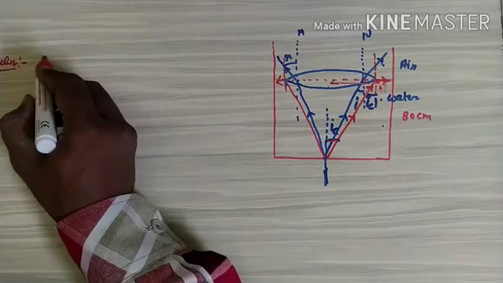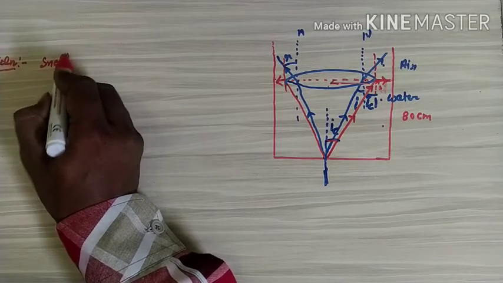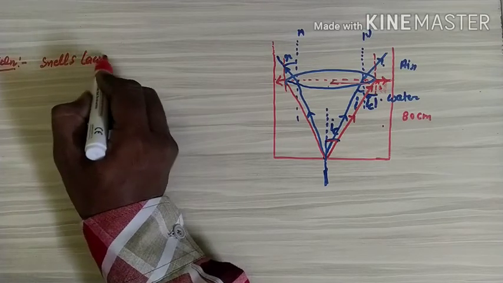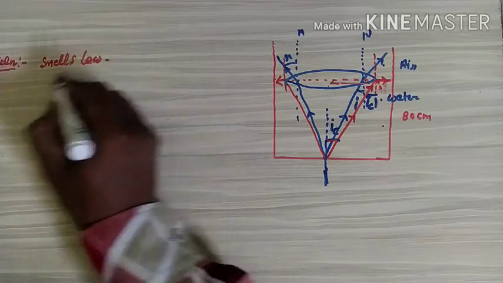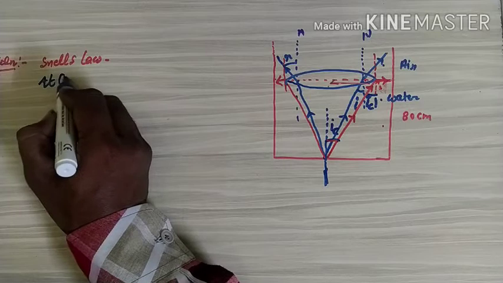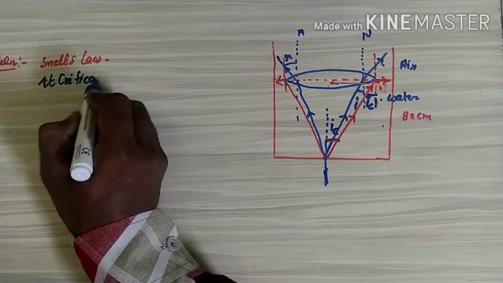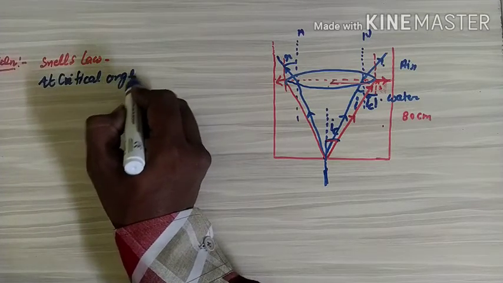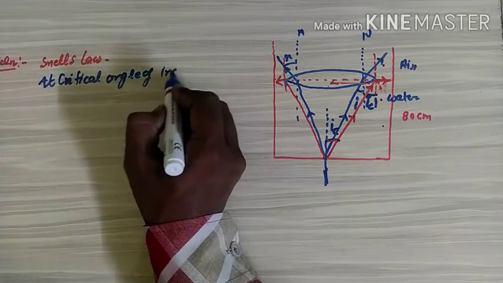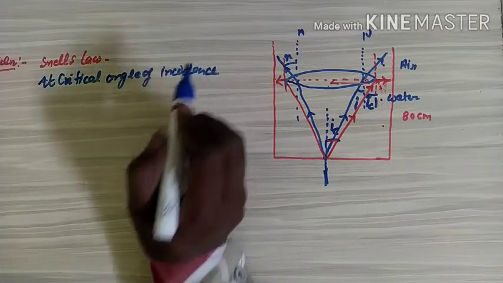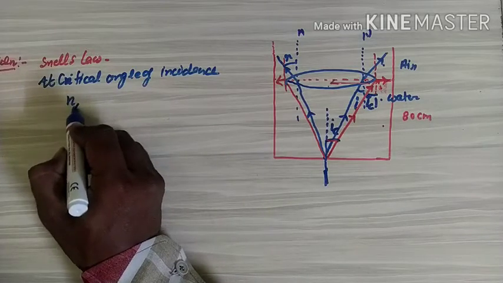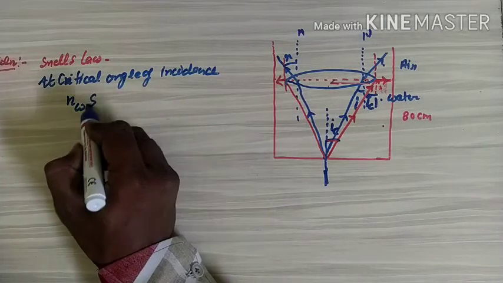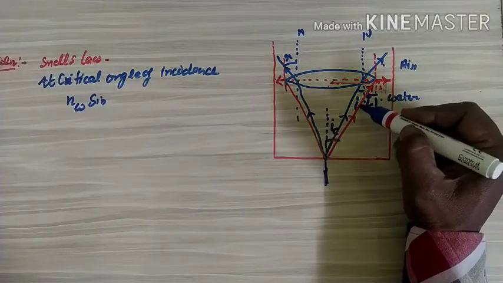We'll apply Snell's law first. Snell's law at critical angle of incidence. So first in the water, so the water refractive index nW, and angle of incidence, light goes from the water to air.